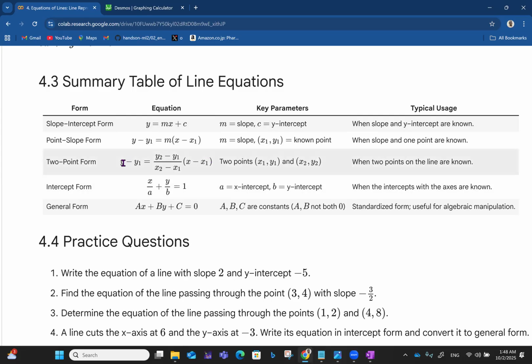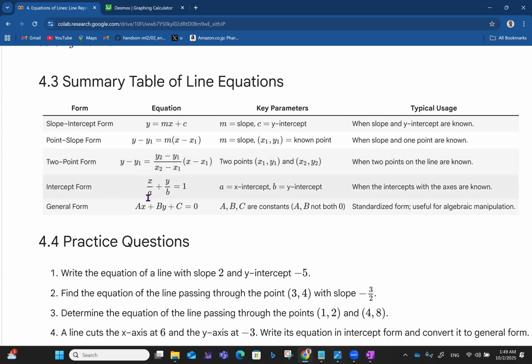Well, technically, it's actually y minus y1 over x minus x1 equals y2 minus y1 over x2 minus x1. So we just multiply both sides by x minus x1. So this just remains y minus y1 equals y2 minus y1 over x2 minus x1 times x minus x1. So the two points are known points x1, y1, and x2, y2. So when two points on the line are known, then you can use this two-point form.